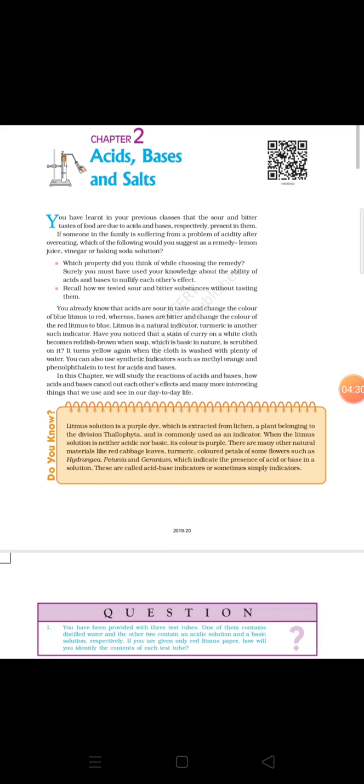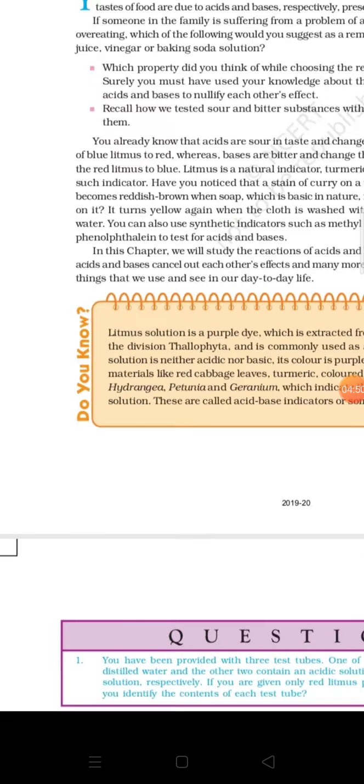So this is just the extra information given about litmus and other natural indicators, but the most common natural indicator we generally use is litmus or litmus paper, and now it is also available in the form of solution. That is why it is said to be litmus solution.